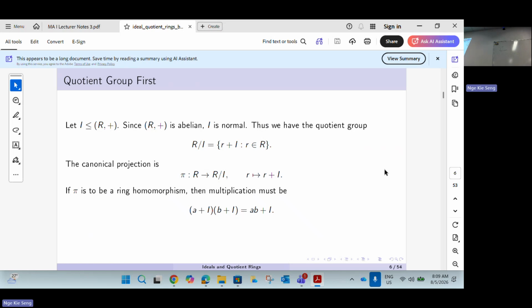Next, we define the quotient group R quotient the ideal I. What does this mean? It is the set of r plus I for every r in R. Then we have the projection map from R to R/I, sending r to r plus I. We define multiplication as a plus I times b plus I equals ab plus I. Next we will show why this is well defined.